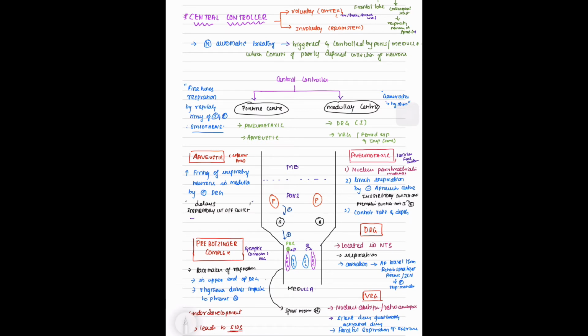Now let's see about the medullary centers, which includes dorsal respiratory group of neurons and ventral respiratory group of neurons. The dorsal respiratory group of neurons are located in the nucleus tractus solitarius. It plays an important role in inspiration. When the DRG gets activated, the action potential travels through the reticulospinal tract, phrenic nerve and intercostal nerve, activating the respiratory muscles. The ventral respiratory group of neurons are located in the nucleus ambiguus and retroambiguus. They are actually silent during quiet breathing, and it is activated during the forceful expiration, for example during exercise.